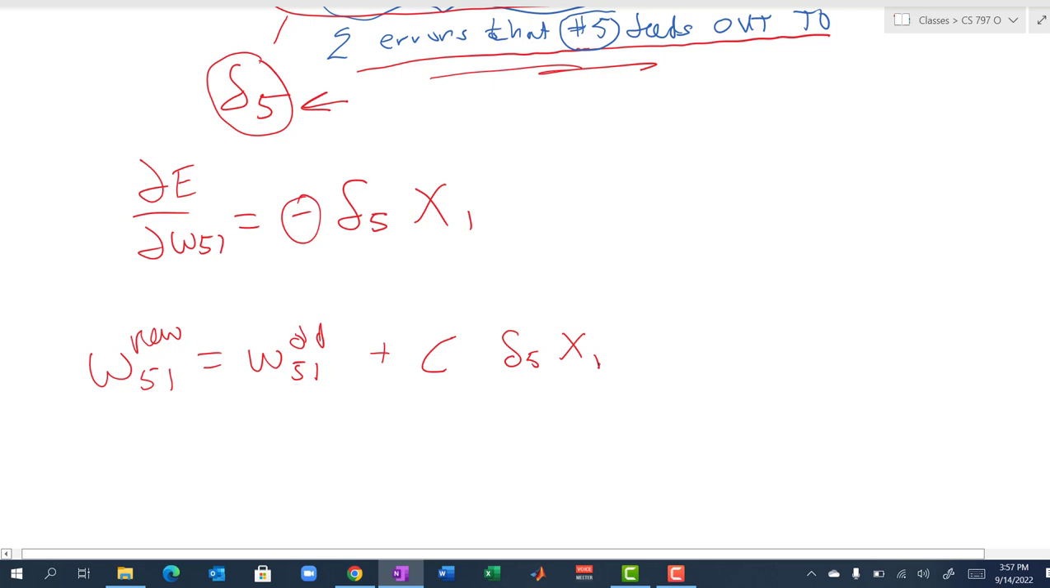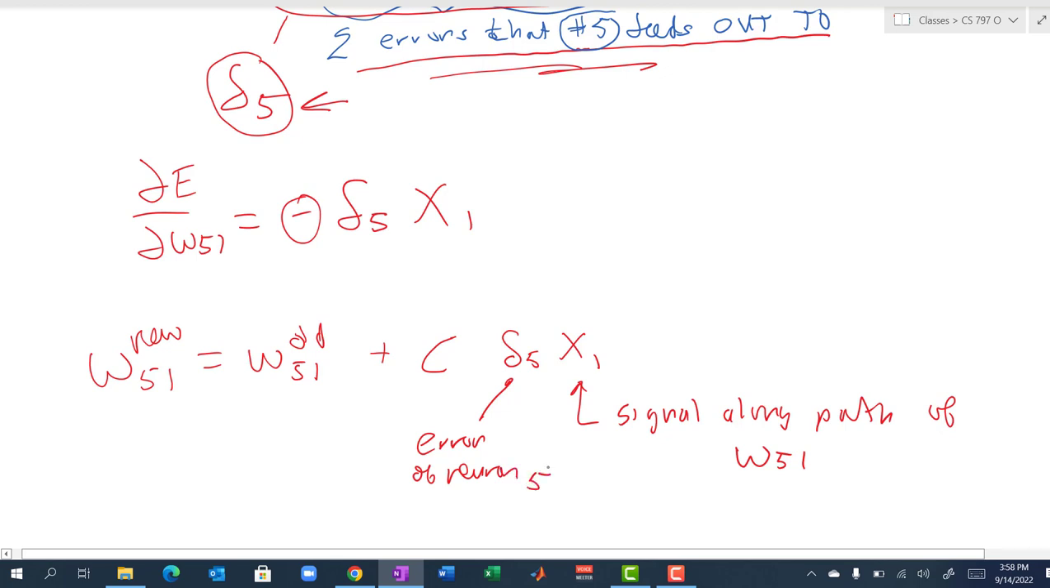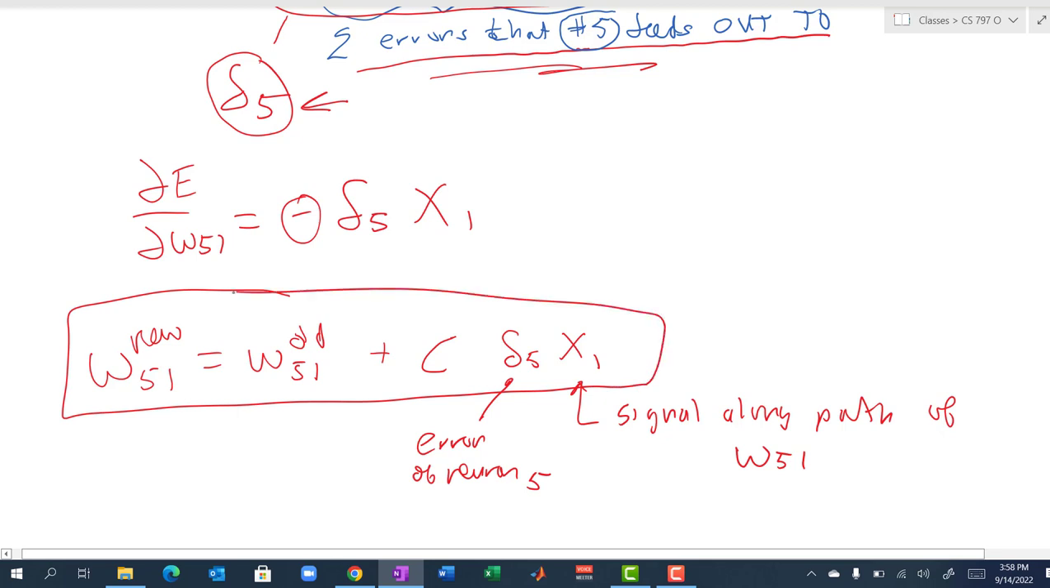Now, if you think about the perceptron rule, this fits. This is the signal along the path of the weight. The weight goes from 1 to 5. X1 is the signal going into that path. And this is the error of neuron 5. And that is the backpropagation weight update method. You update the weights with this formula, and you calculate the deltas going backward through the layers.